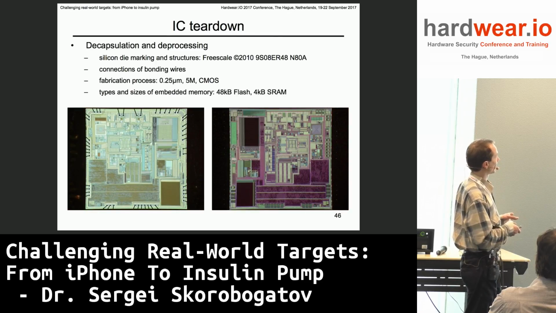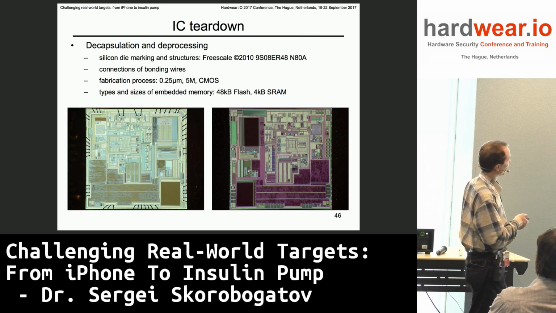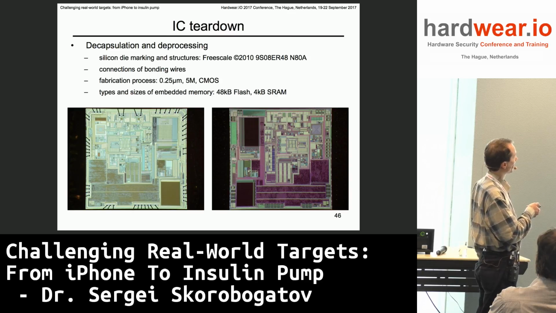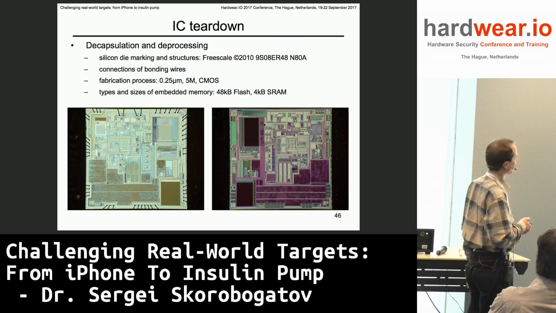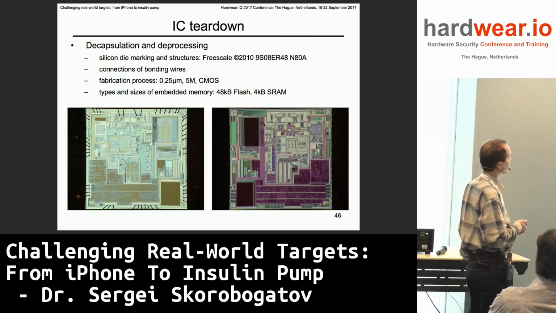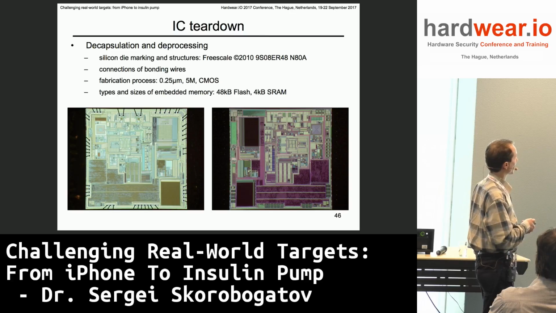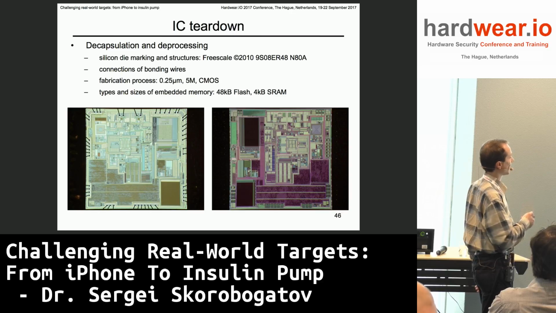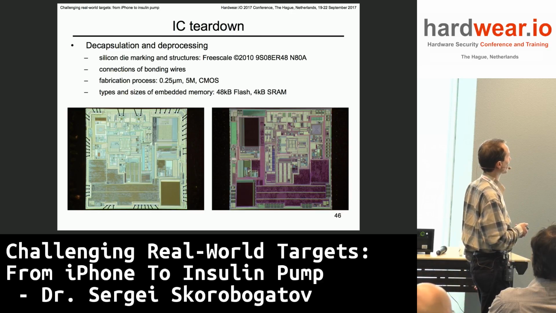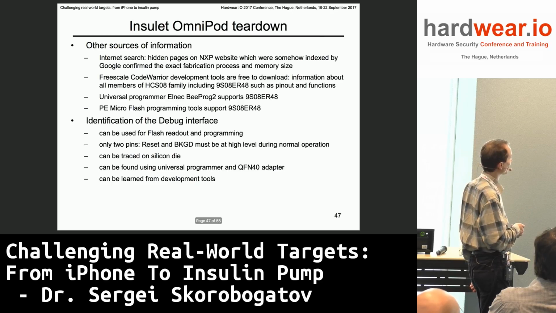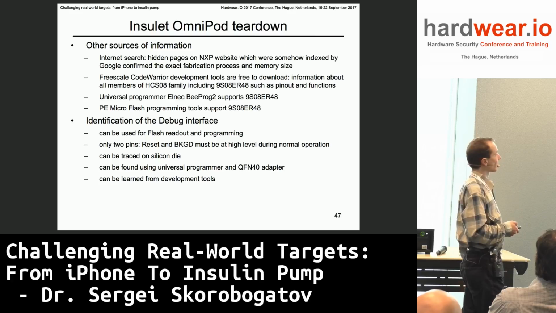So next I looked inside the chip to see what is on the silicon die, and the silicon die marking tells exactly the same as on the package. So it's ER48 microcontroller, and I traced the connections of the bonding wires, and I confirmed the fabrication process is 0.25 micrometer, which is not very advanced. They've 5 metal layers, and it has 48 kilobyte of flash memory on the chip and 4 kilobyte of SRAM.